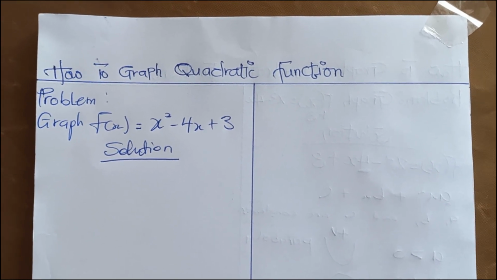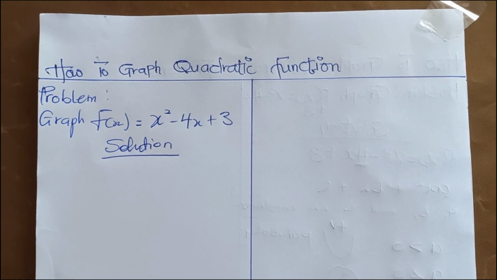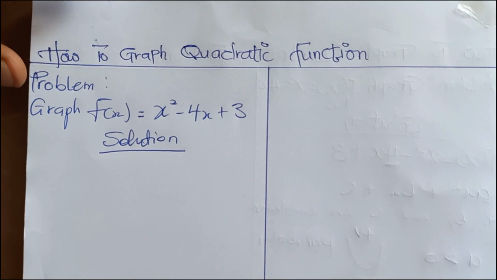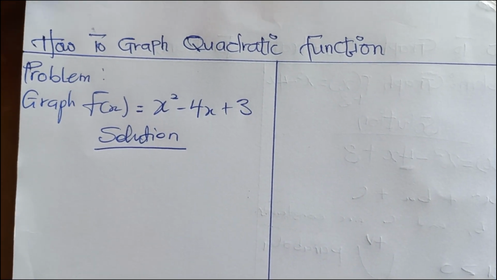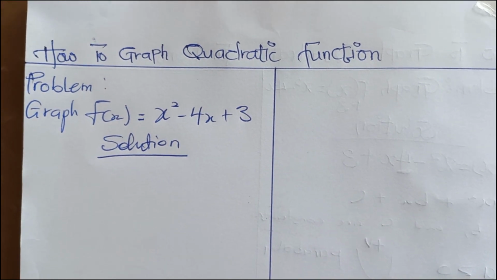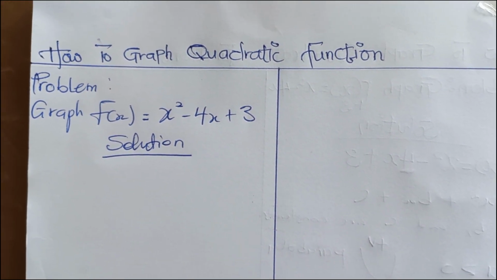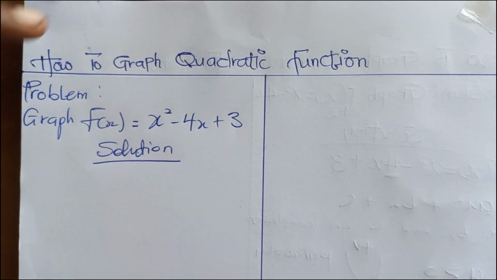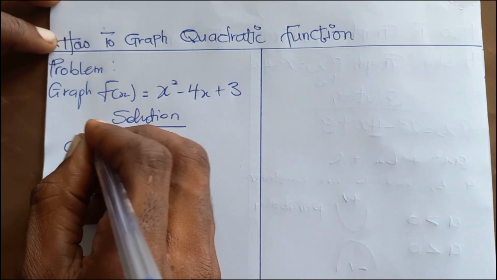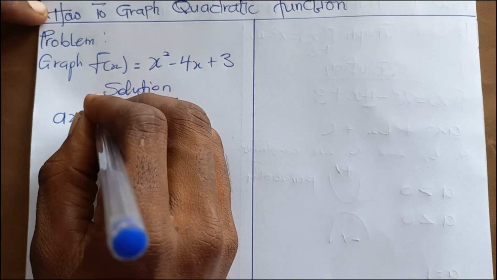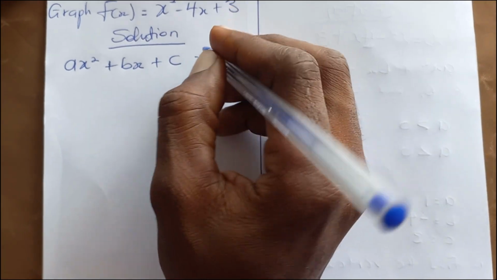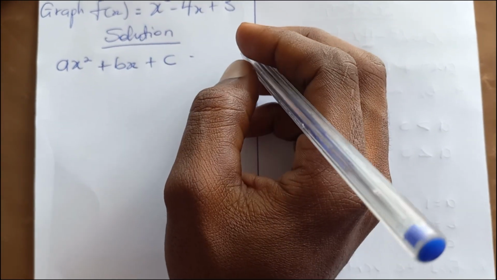So today we are going to learn how to graph quadratic functions using this problem. And the problem is x squared minus 4x plus 3. So I'm going to use this problem to teach you how to graph a quadratic function. Good. So we all know that a quadratic is in the form of ax squared plus bx plus c. So this is the form of a quadratic.